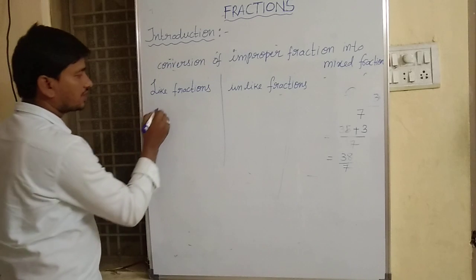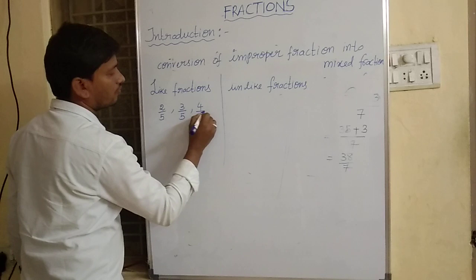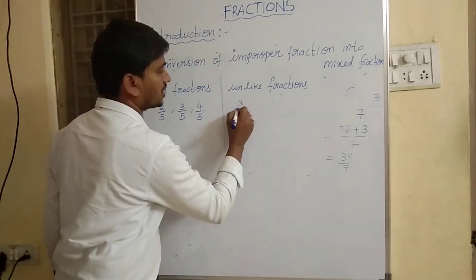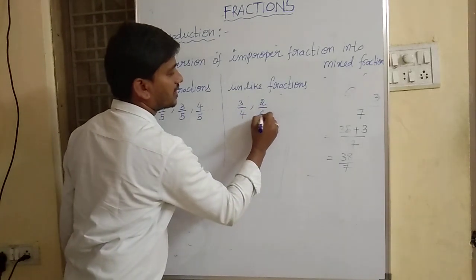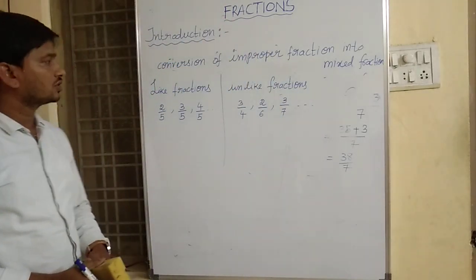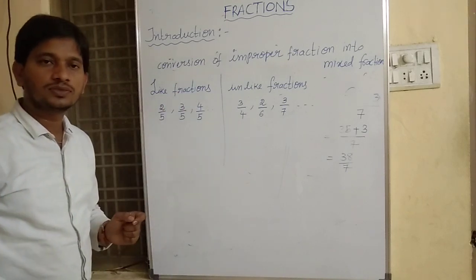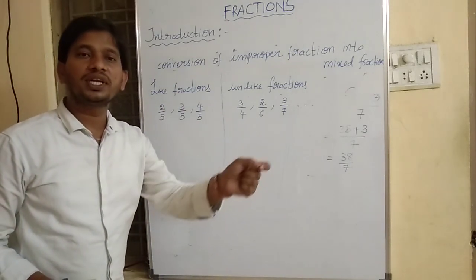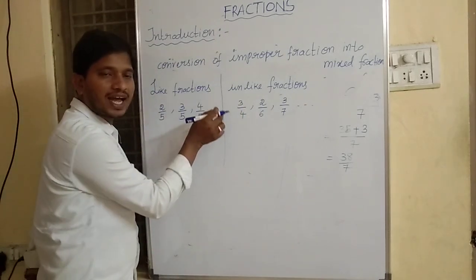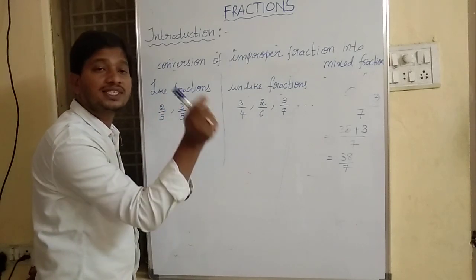Suppose you see the fractions here. Our fractions are 2 by 5, 3 by 5, 4 by 5 and so on. And here the fractions are 3 by 4, 2 by 6, 3 by 7 and so on. What do you mean by like fractions? Like fractions are the fractions in which the denominator is the same.